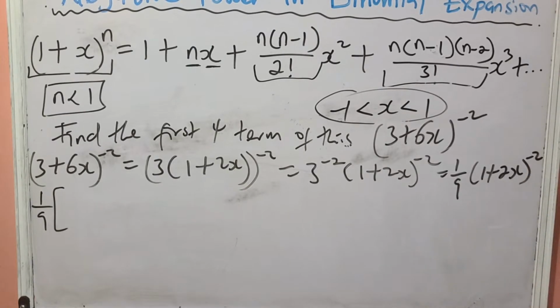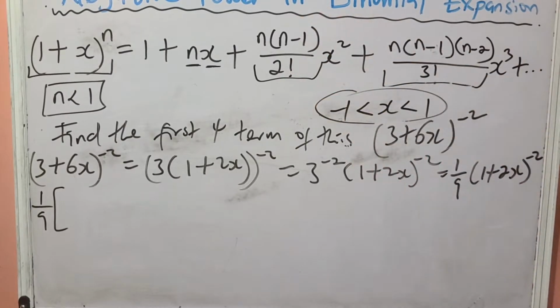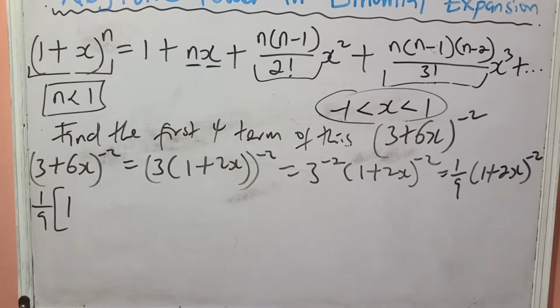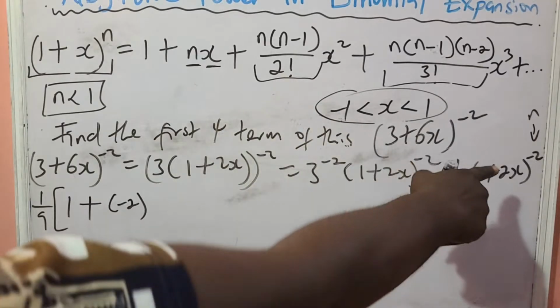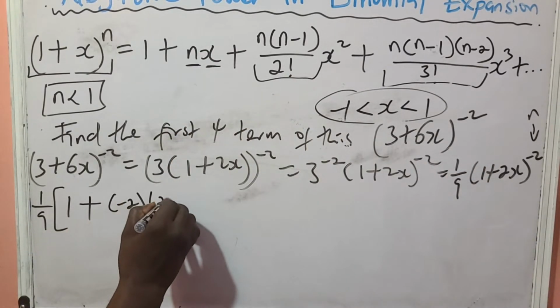So let's try and solve this using, of course, the formula. The very first term for this formula is 1. So we have to have 1. That is non-negotiable. The next term is nx. In this case now, our n is what? Our n is minus 2. So that will be minus 2. And what is our x? Our x here is 2x, not just x. Our x is 2x. So that will be 2x.